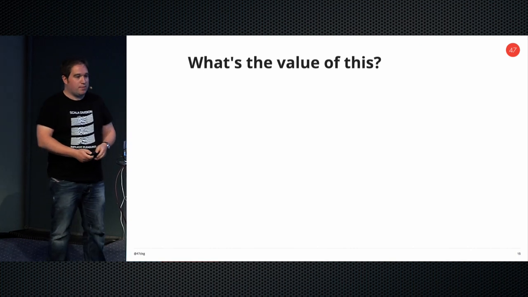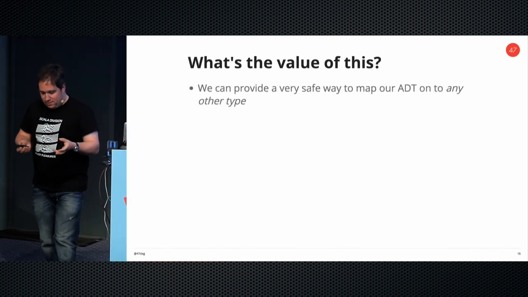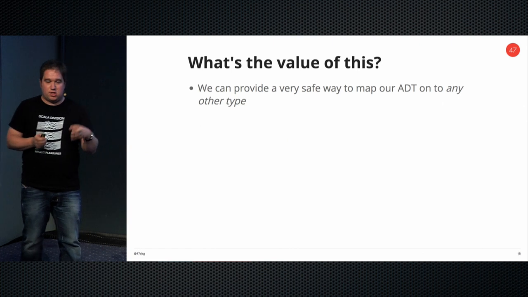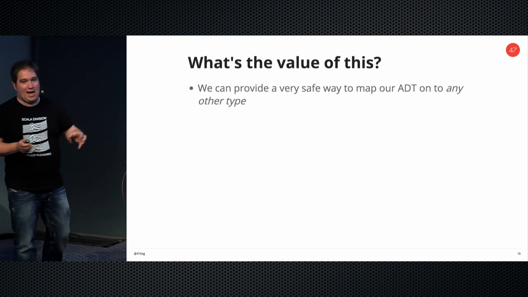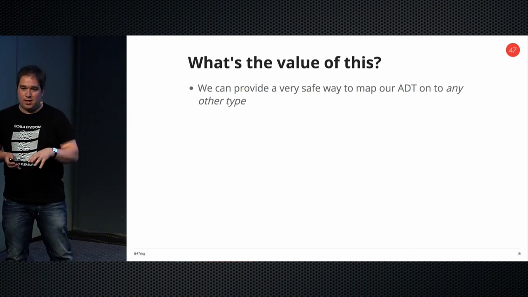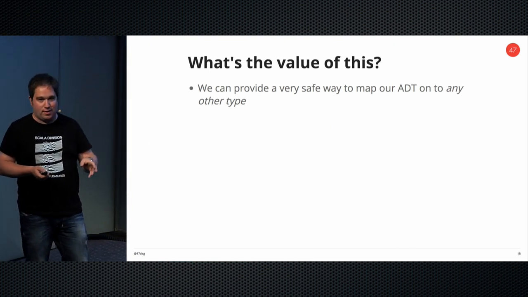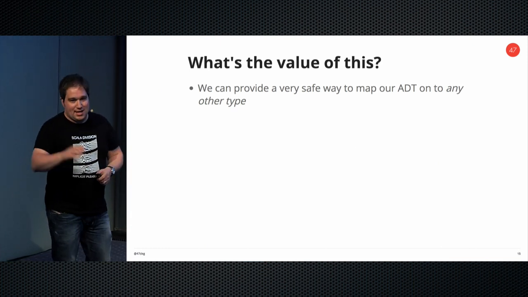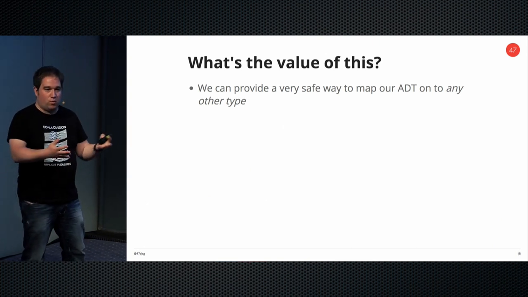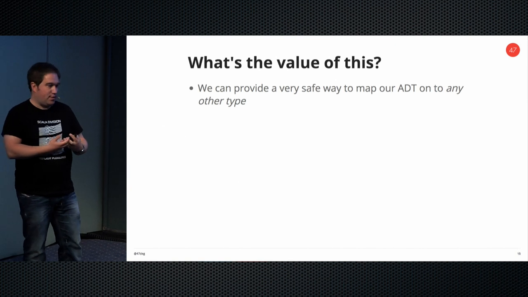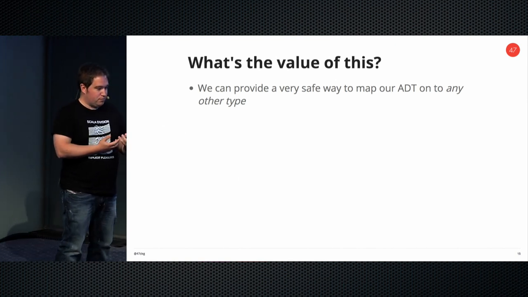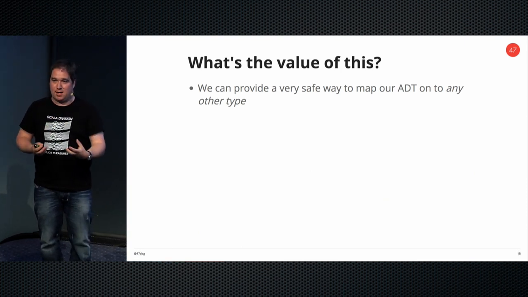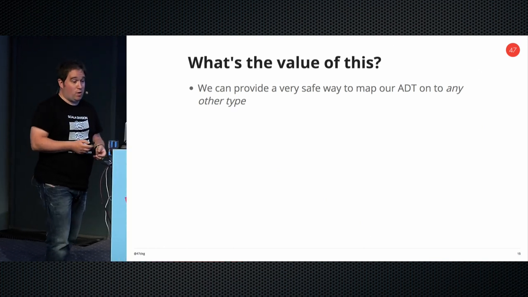Okay, so again, this is the real point I've been getting to: we can now provide a really solid way of getting out of our ADT. If we've got some JSON and we want to do something with it that's not JSON, maybe display it on the screen in a nice way or send it in a binary format over the wire, we can use the properties that we've got from the help of the language to map this into a different type in a pretty coherent way.